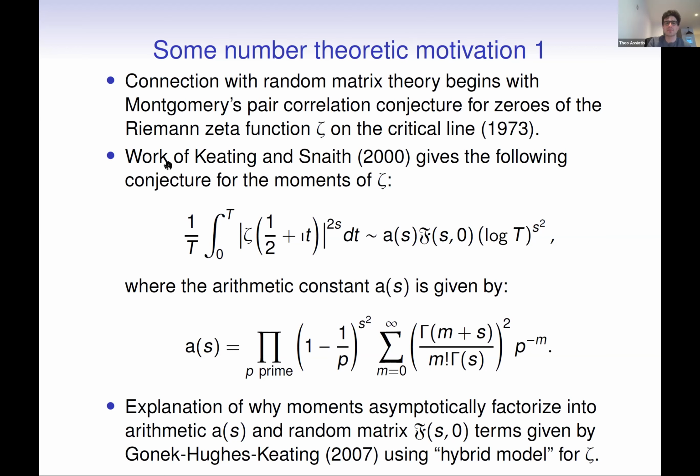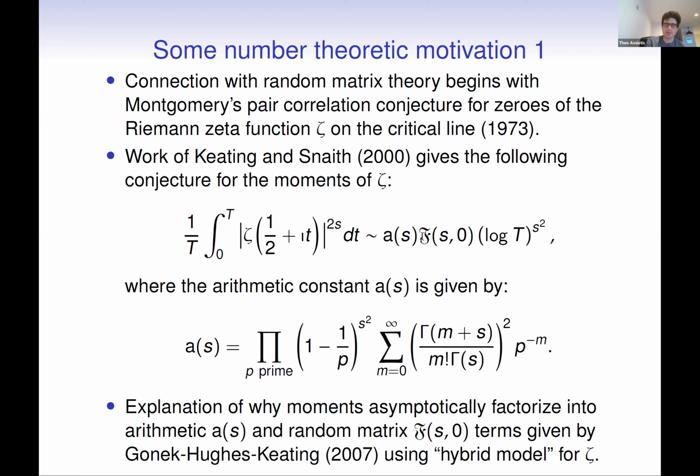And then we have the work of Keating and Snaith in 2000, in which they conjecture the following for the moments of the zeta function on the critical line: that they should behave as log t to the power s squared. And then there's this important part, this leading order coefficient. This is some arithmetic constant, which I'm not going to discuss now, but the main thing is that we have this random matrix factor, this F_s(0), which, if you recall, is the limit of the moments, if you rescale them, of the moments of the characteristic polynomial.